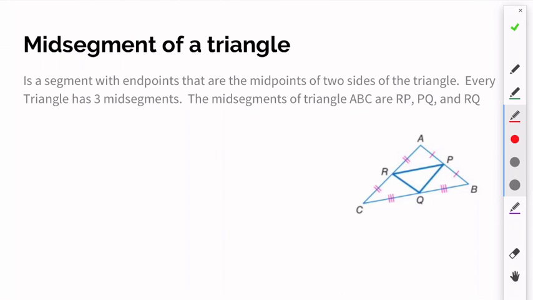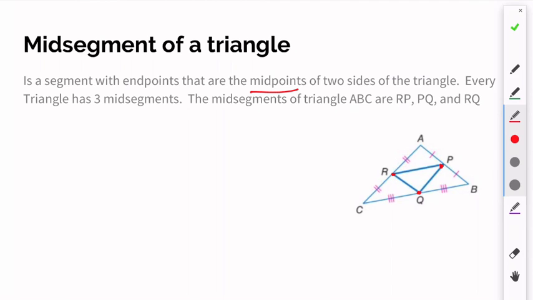For the mid-segment of a triangle, first of all, you need to know what a mid-segment of a triangle is. A mid-segment is a segment with endpoints that are the midpoints of two sides of the triangle, meaning it's going to cut the sides of that triangle exactly in half. That's why we see all these cutting these sides exactly in half. They will always form a triangle inside of the triangle.